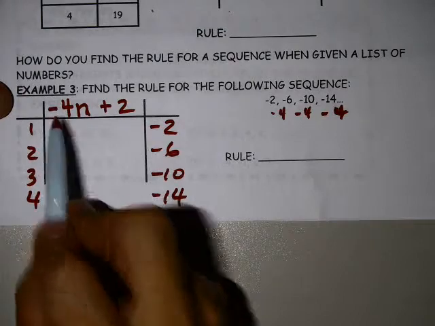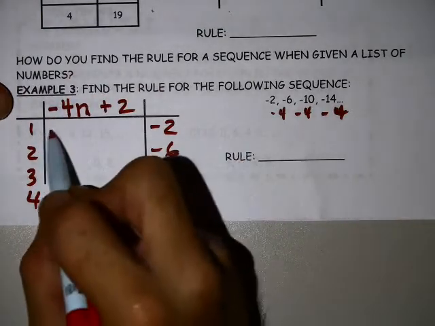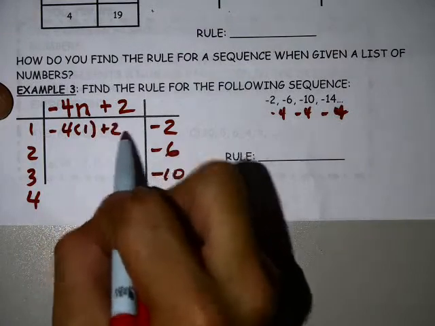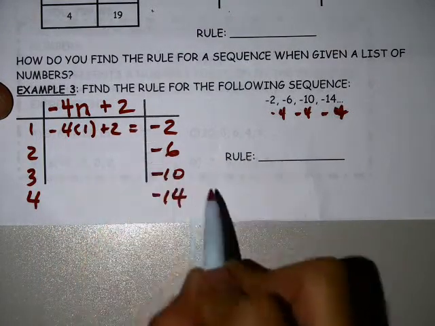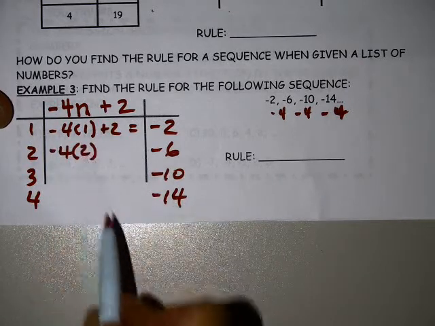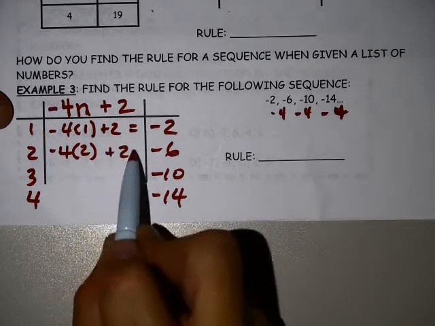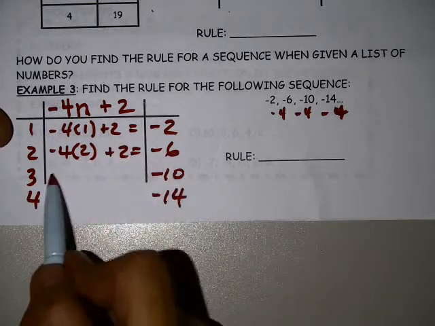So -4, again, just cover up the n for the first number. -4 times 1 is -4, and -4 plus 2 is -2. For the second number, negative 4 times 2 is negative 8. And negative 8 plus 2 is negative 6.